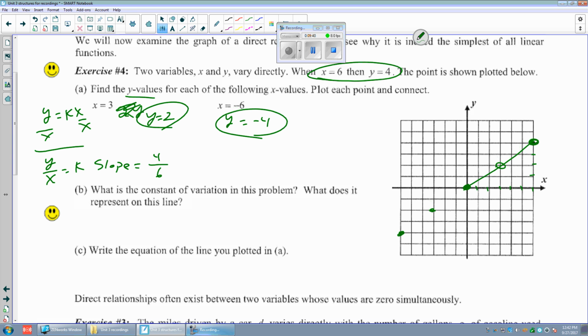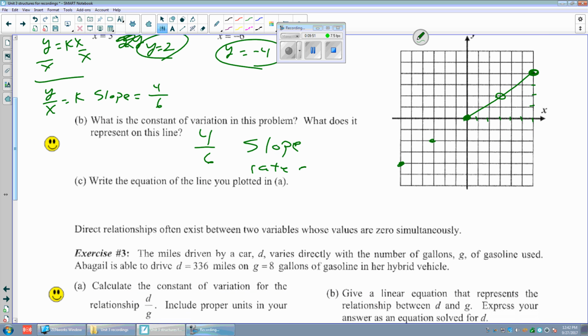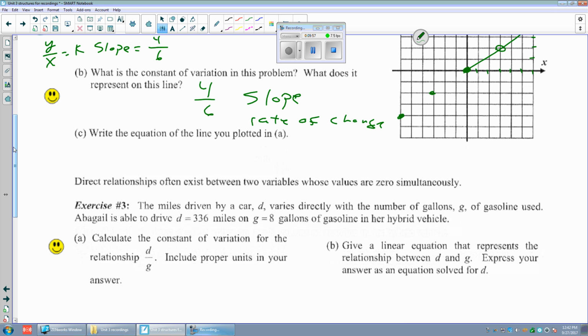What's the constant of variation of this problem? Sorry, already answered it. 4 over 6. What does it represent? It represents the slope. It also represents the rate of change. Wait a minute, I thought the slope was the rate of change. It is! Write the equation of the line plotted. y equals kx, y equals 4/6 x. There we go.